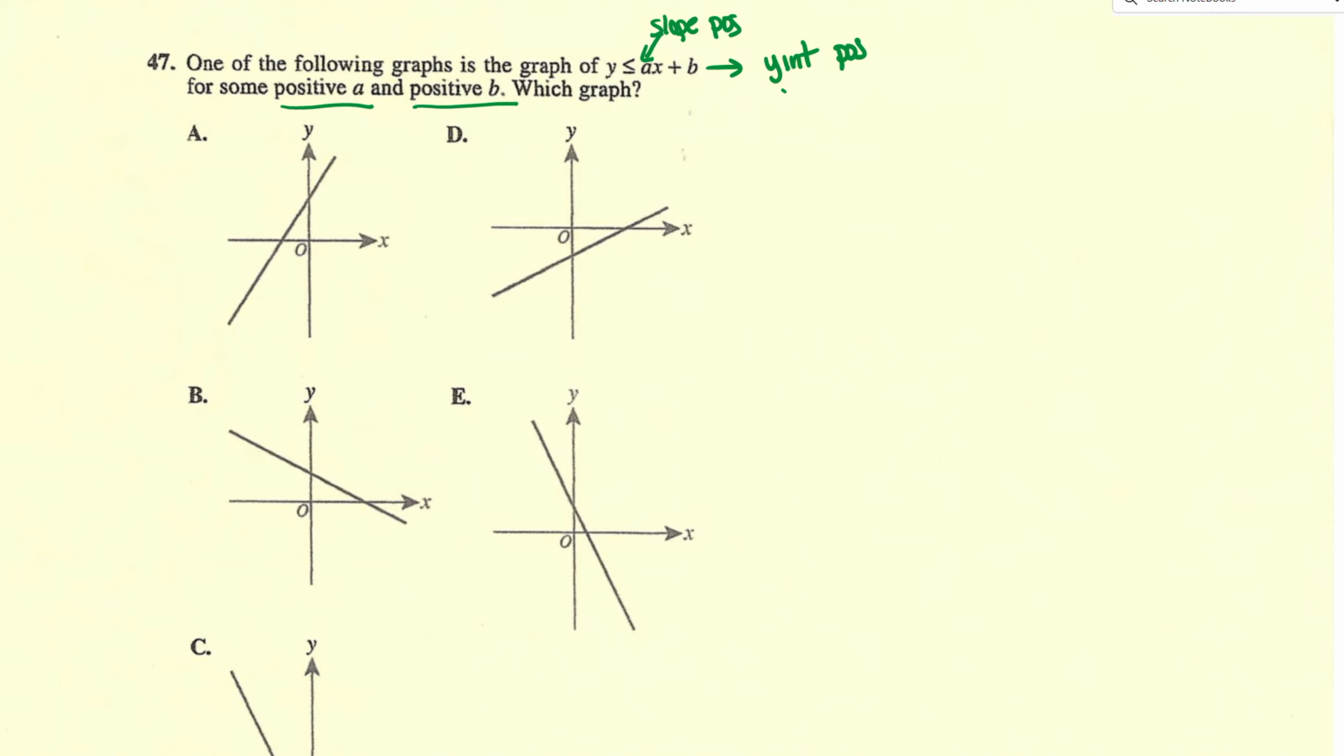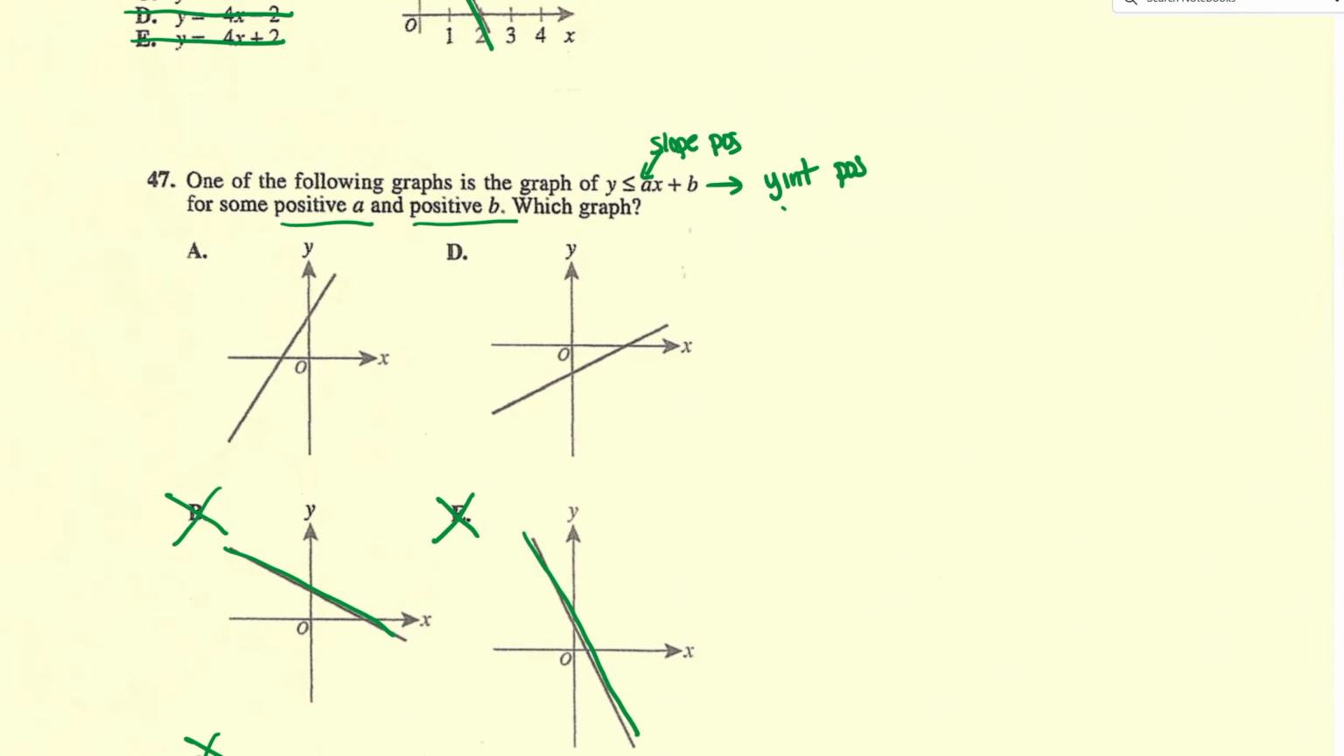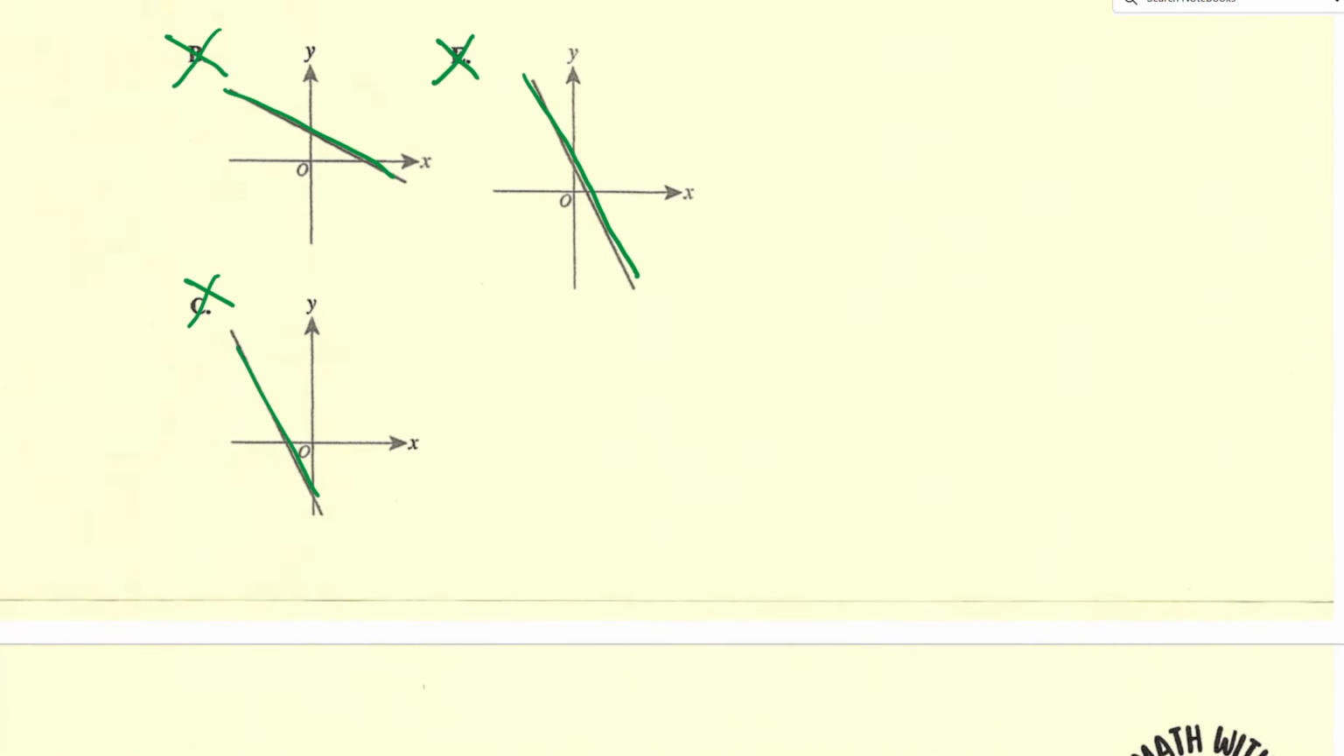So if my slope is positive, I've got to be skiing up the hill. So it can't be that one because he's skiing downhill. Can't be that one because he's skiing downhill. Can't be this one because he's skiing downhill. So it has to be A or D. But the y-intercept is also positive, so it must be A because that's a negative intercept, so it can't be that one.